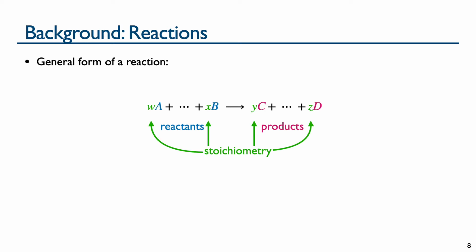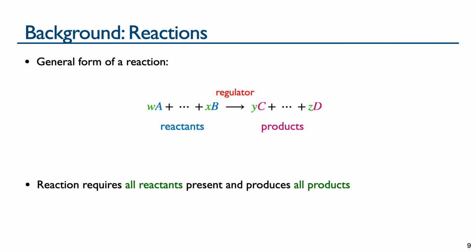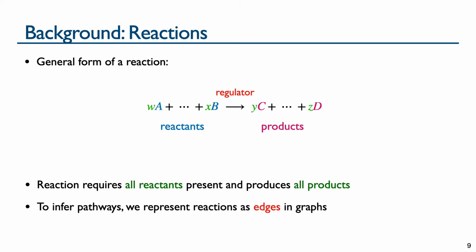The small letters represent the stoichiometry of the reaction, which are positive integers that tell you how much of each substance is used or created in the reaction. Here I've shown them in green. Positive regulators promote a reaction, where negative regulators inhibit a reaction. Importantly, reactions require that all the reactants are present, and then all of the products are produced when the reaction takes place.